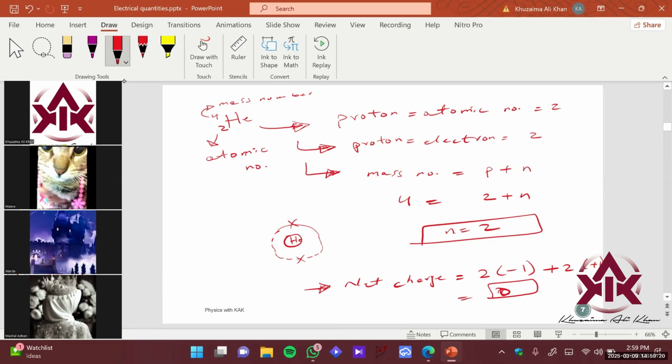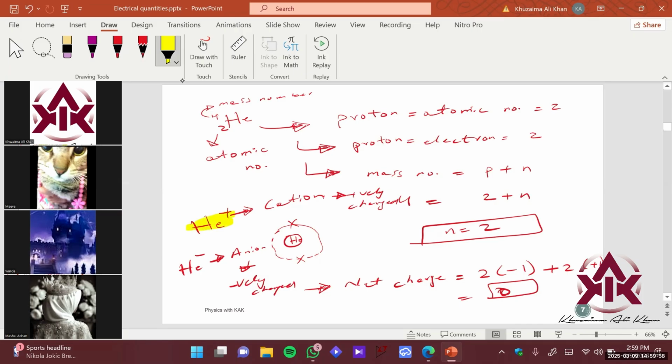There are some physical processes that can make it a charged ion. If I show this helium as positive, it means it is a cation, which means positively charged. These are some basic concepts of chemistry. And if I have helium negative, that makes it an anion, which means it is overall negatively charged. These basic concepts will be used to discuss some phenomena here.